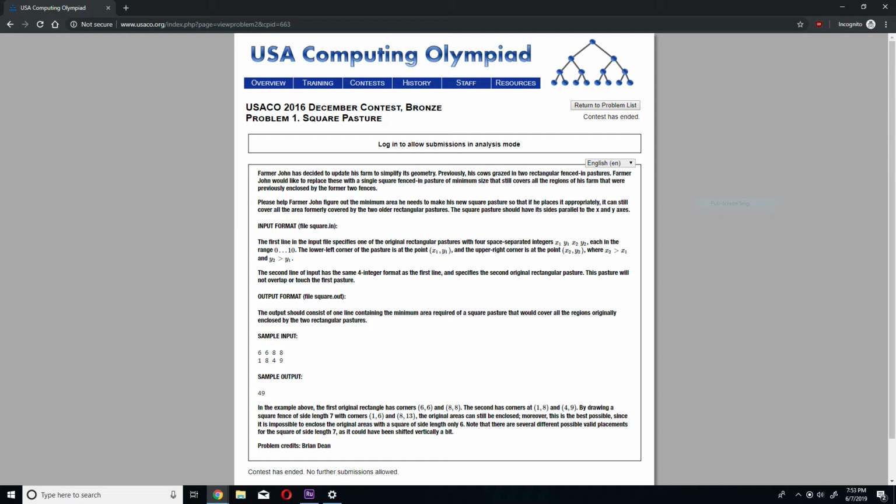The square pasture should have its sides parallel to the X and Y axes. Now, let's look at what we're given. Okay, so the input format: the first line is 4 space separated integers x1, y1, x2, y2. And that happens for both the first rectangular enclosure and the second rectangular enclosure, where x1, y1 is the lower left-hand corner and x2, y2 is the upper right-hand corner. Okay, now that we have our input format down, let's go draw a diagram.